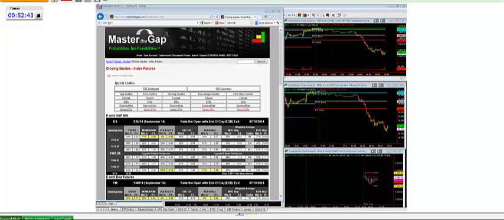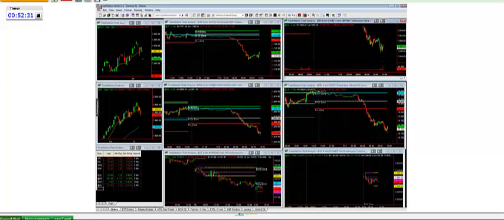Hold on 1 second. So the ES open, see the white line, was 47.50.